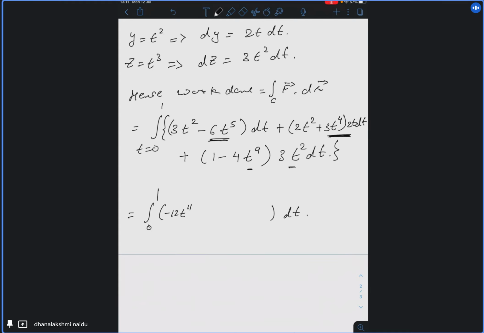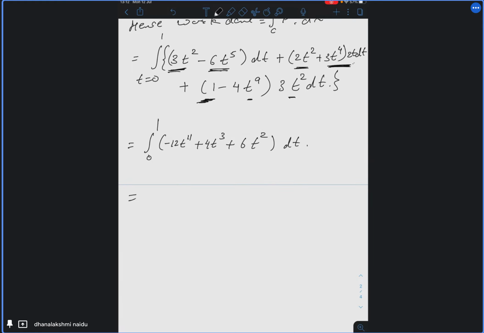I have underlined those two things: 6 times t to the power 5 with a minus sign, and again plus 6 t to the power 5, so t to the power 5 is cancelled. Then you don't have any t to the power 4. You have the t cube term. With t cube the coefficient is 4, so plus 4 t cube: t square multiplied with 2t gives 4t cube. Then you have t square also: here you have 3t square, and here you have 3t square, so plus 6t square you will have. Is it correct?